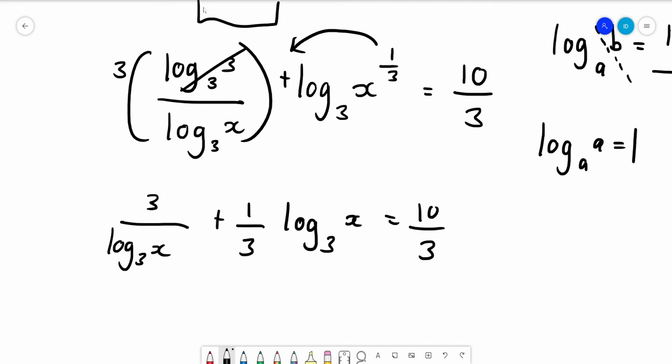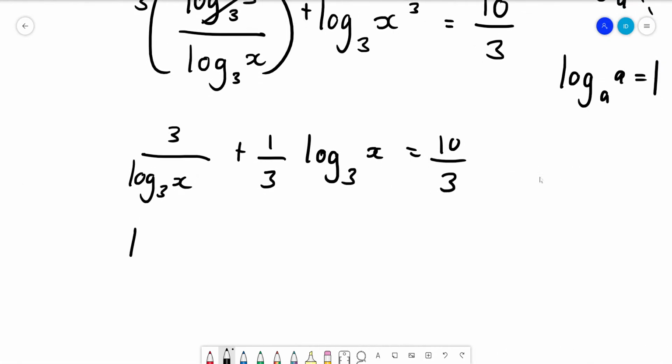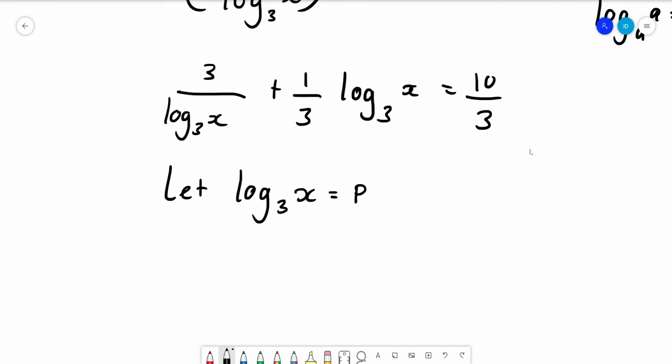The method that I'll be showing you is the let method. So let log base 3 of x be equal to p. By substituting log base 3 of x with p, we get 3 over p plus 1 over 3 p is equal to 10 over 3.